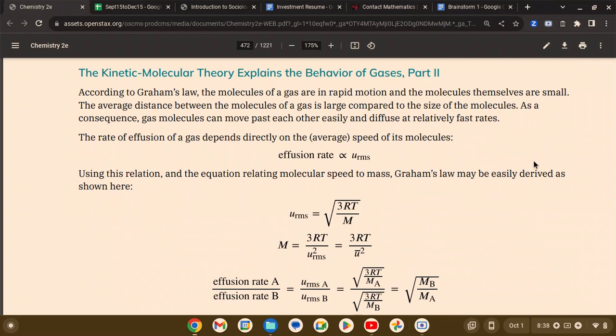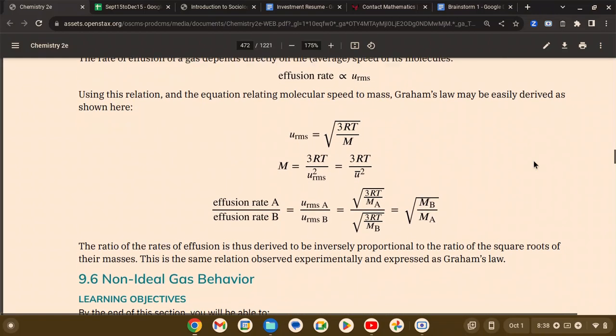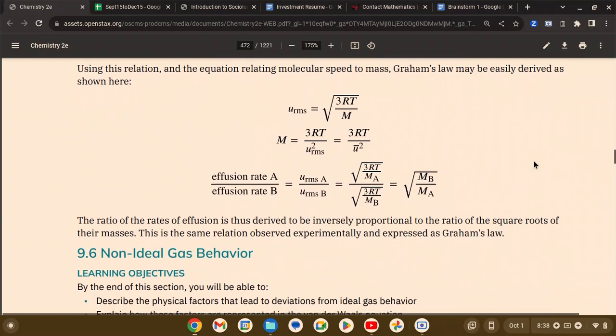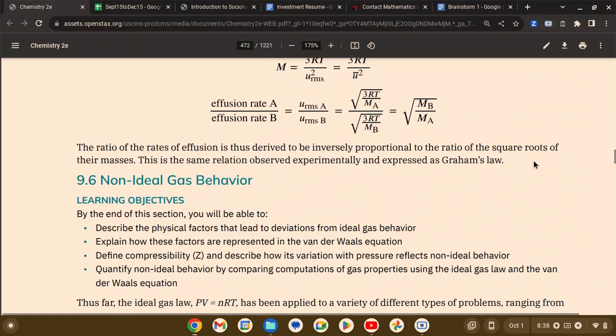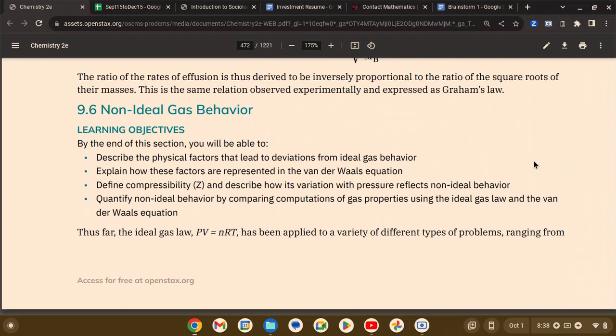The rate of effusion of a gas depends directly on the average speed of its molecules. Effusion rate is proportional to u_rms. Using this relation and the equation relating molecular speed to mass, Graham's law may be easily derived as shown here. And then there's the equation. The ratio of rates of effusion is thus derived to be inversely proportional to the ratio of the square roots of their masses. This is the same relation observed experimentally and expressed as Graham's law.